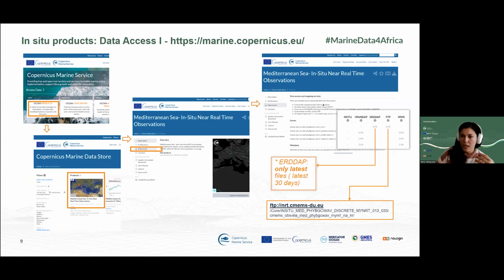The one way is through the Marine Copernicus website, where you go to Ocean Products. You select the in-situ product that you would like to check for the data of your interest. You can help this tool find what you need by searching in the filters on the left side. You can add in-situ as a keyword. And then after you select the specific product, you will see on the left side the data access button.